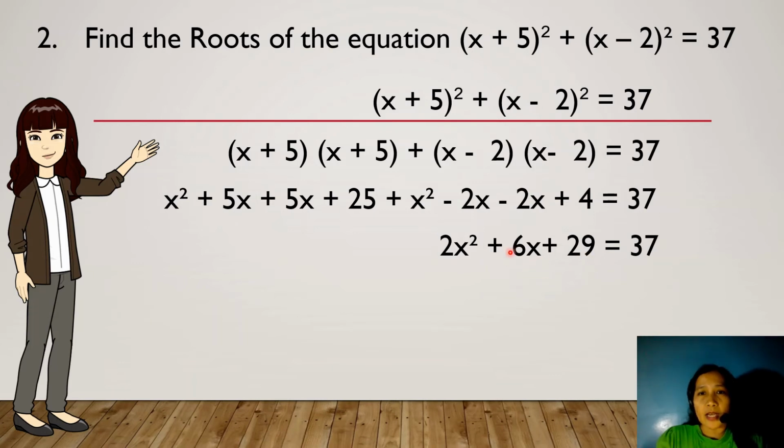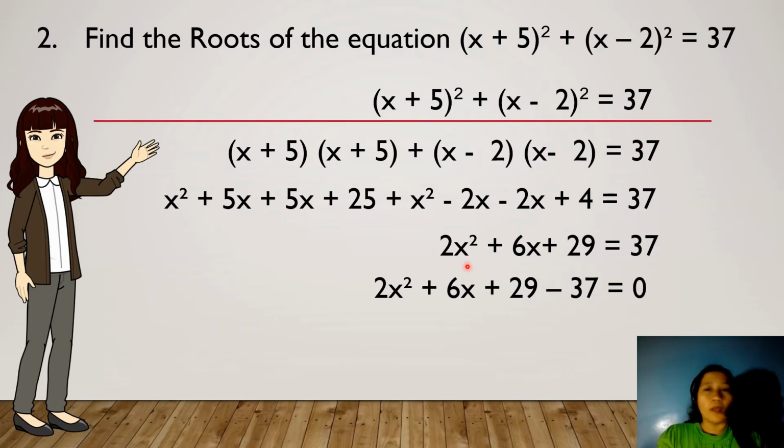Just follow. How can we get the equation? Afterwards, let us transpose positive 37, so it becomes negative 37. So we have 2x squared plus 6x plus 29 minus 37 is equal to 0. Then solve these two numbers: 2x squared plus 6x minus 8 is equal to 0.